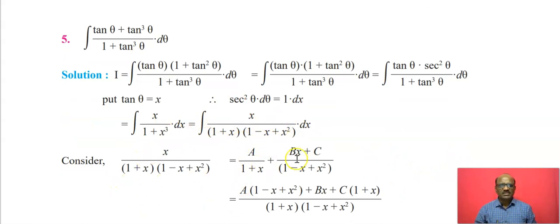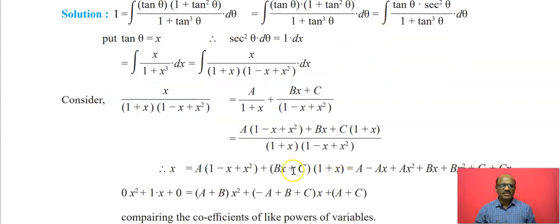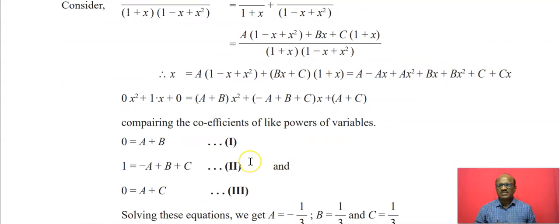Write this down, that is a upon (1 plus x) plus (bx plus c) upon the quadratic. It is non-reducible. Find out the values of a and b. All these types of examples are asked in the exercise.